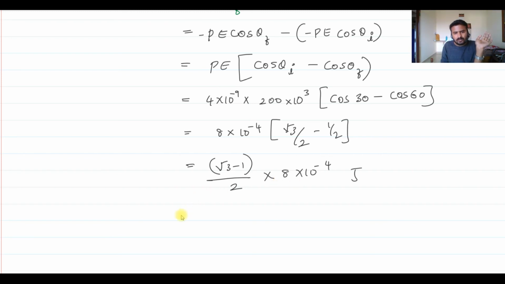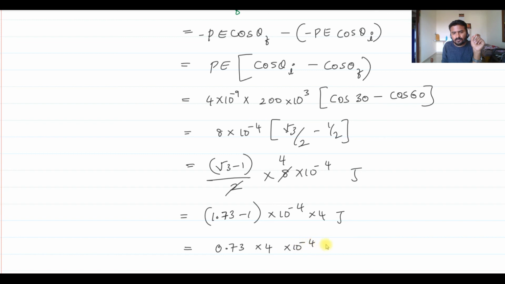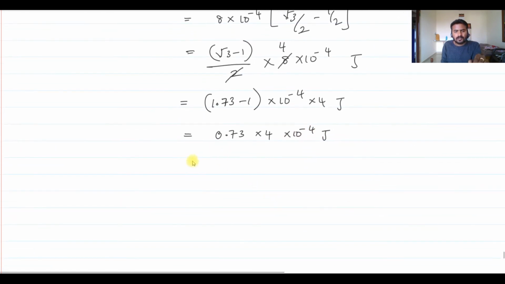Okay. And now how do I get the value of this? This is 2 1s are 2, 4s are 8, and root 3 is 1.73. You can take 1.73 minus 1, which is 0.73, right? 0.73 into 4 into 10 to the power of minus 4 joules. So how much do we get? 0.73 into 4 into 10 to the power of minus 4 joules. And if you simplify this, you will get 2.92, that is 0.73 into 4 will become 2.92 into 10 to the power of minus 4 joules.